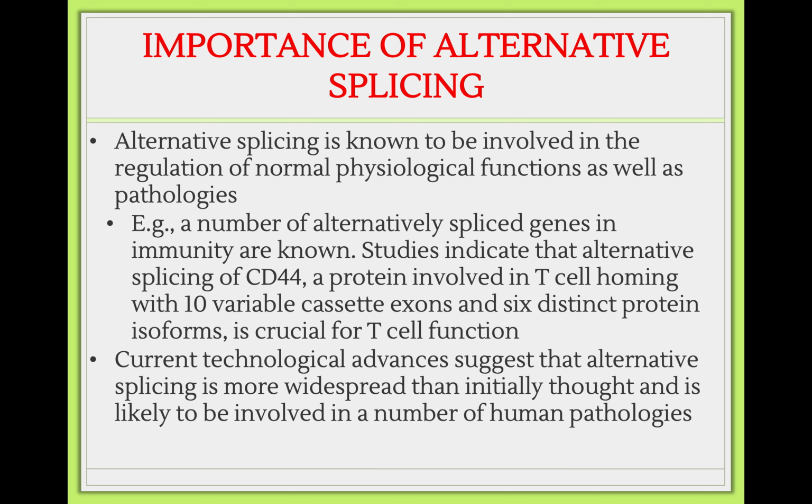As an example, a number of alternatively spliced genes in immunity are known. So, for example, you can actually read on about it. The studies have indicated that alternative splicing of CD44, a gene involved in T cell homing with 10 variable cassette exons and 6 distinct protein isoforms, is crucial for T cell function. And we know how important T cells are. So, current technological advances suggest that alternative splicing is more widespread than initially thought, and is likely to be involved in a number of human pathologies and probably other organisms as well.